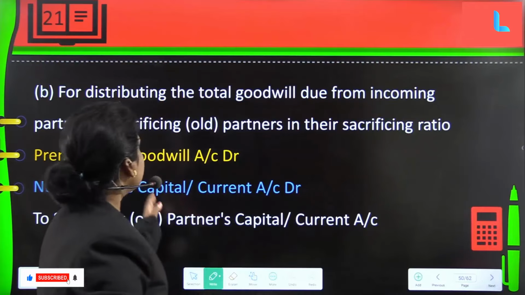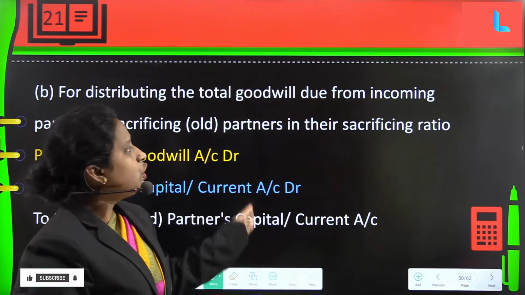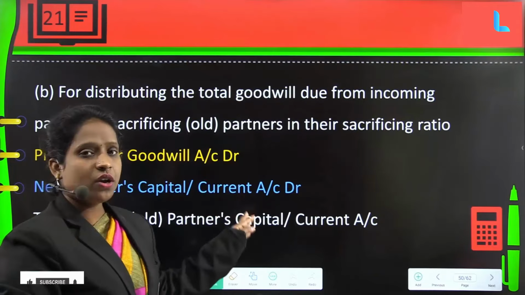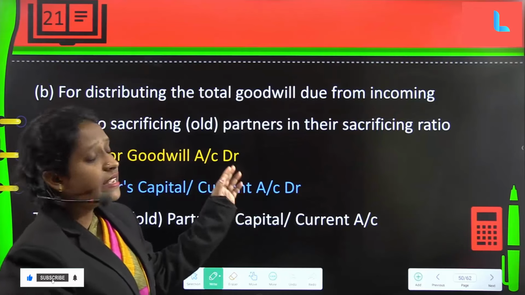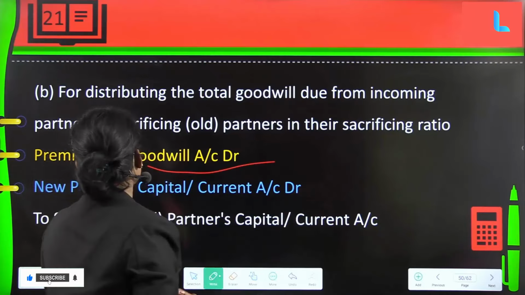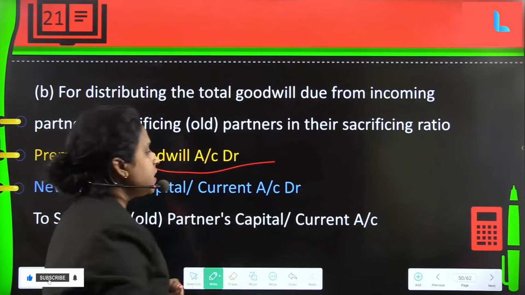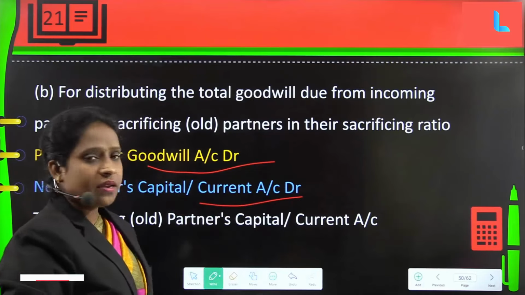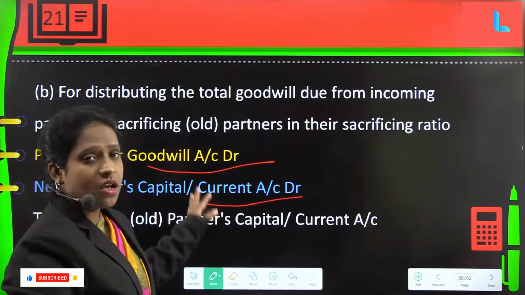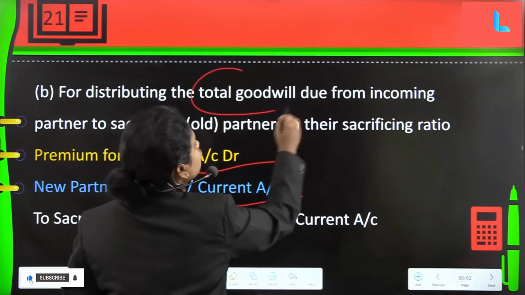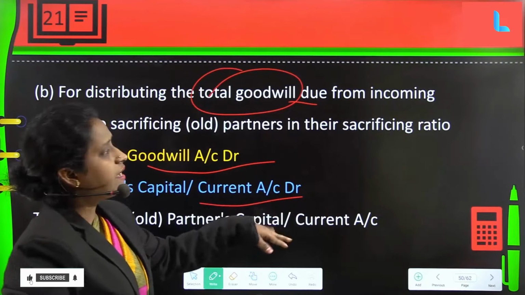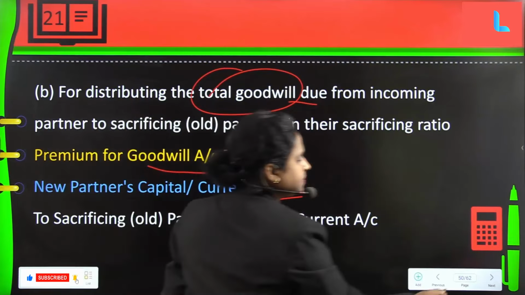Then for distributing the total goodwill due from the incoming partner to the sacrificing partners, which should be distributed in the old profit sharing ratio to the partners in their sacrificing ratio, the entry would be premium for goodwill account debtor, new partner's capital or current account debtor, to sacrificing partners' capital or current account. So this is a journal entry that we have to pass for distributing the total goodwill which is due from incoming partners to sacrificing partners in their sacrificing ratio.